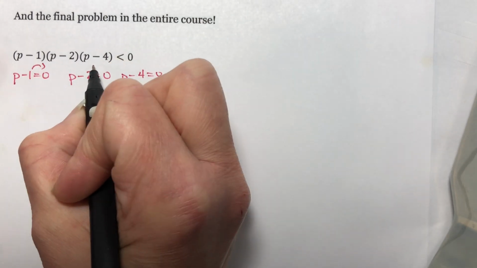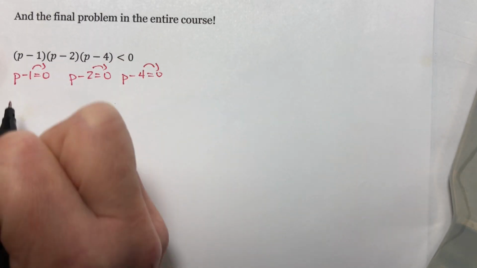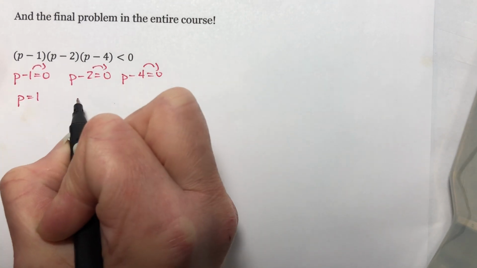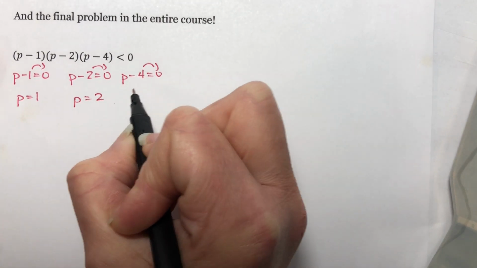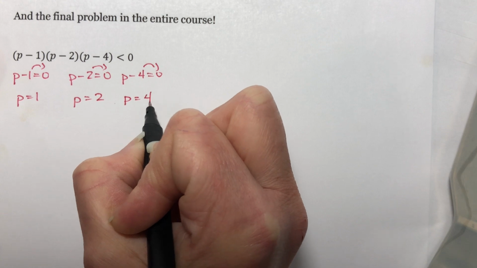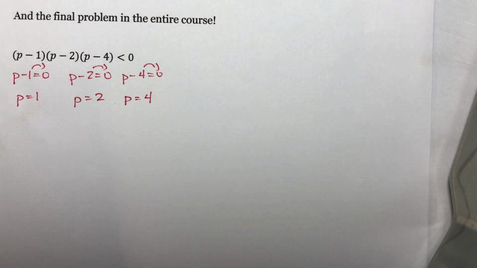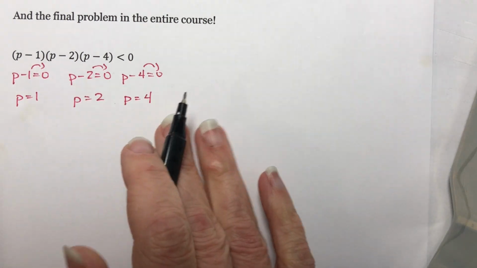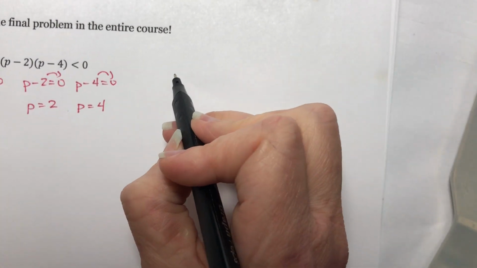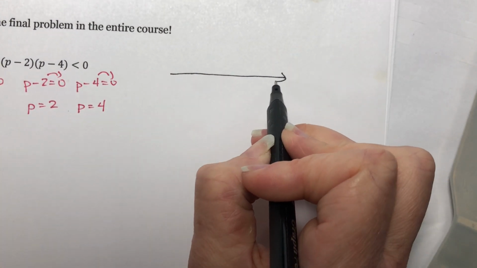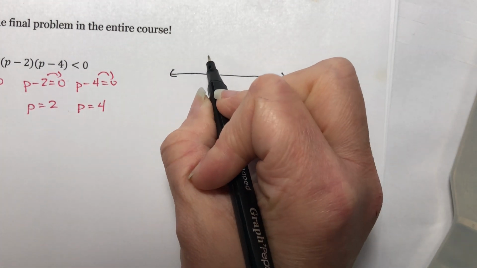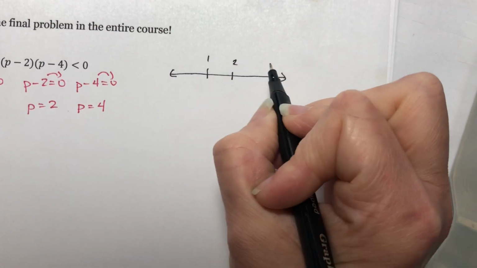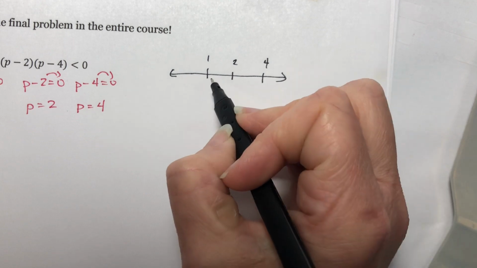Solving each of these, I get p equals 1, p equals 2, and p equals 4. This works exactly the same way as the others. Your chart's just going to be bigger because you have 3 values. So on my number line, I'm going to put these numbers in order. So I have 1, I have 2, and I have 4.